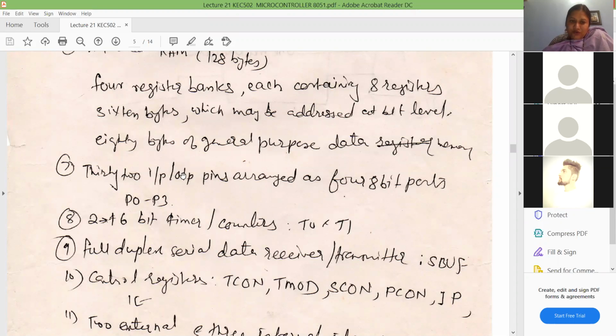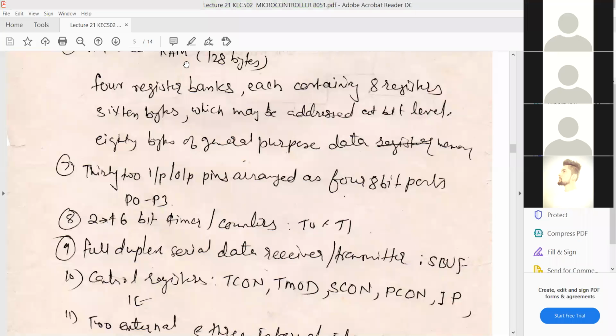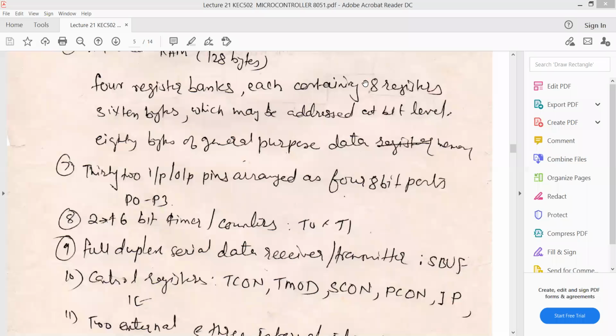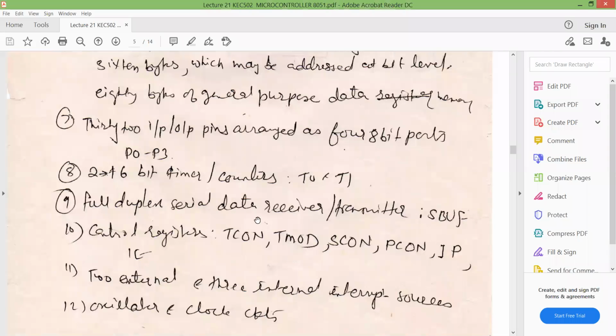Then you have 32 input output pins. Why 32 input output pins? Because you have 4 8-bit ports. Understood? Yes, ma'am. Then you have two timers, T0 and T1. They are 16-bit timers. So timer T0 is 16-bit and timer T1 is also 16-bit. Then you have some special function registers, out of which some are control registers also.